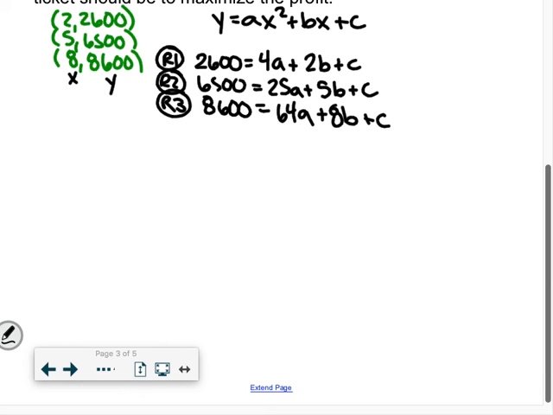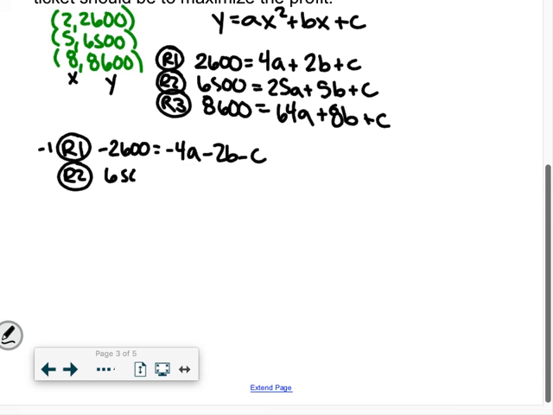You should subtract the whole thing. I'm going to do row 1, I'm going to multiply by -1, and then I'm going to keep row 2. You could do it the other way, it doesn't matter. So this is going to be -2,600 equals -4A minus 2B minus C. Make one of them all negatives, or subtract the whole thing. And then 6,500 equals 25A plus 5B plus C.